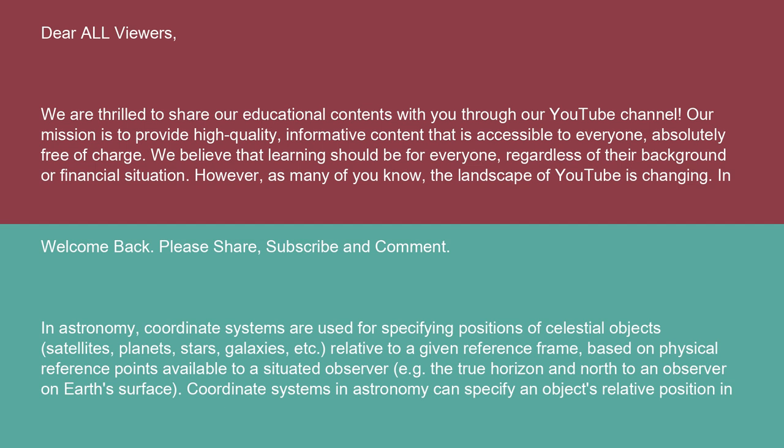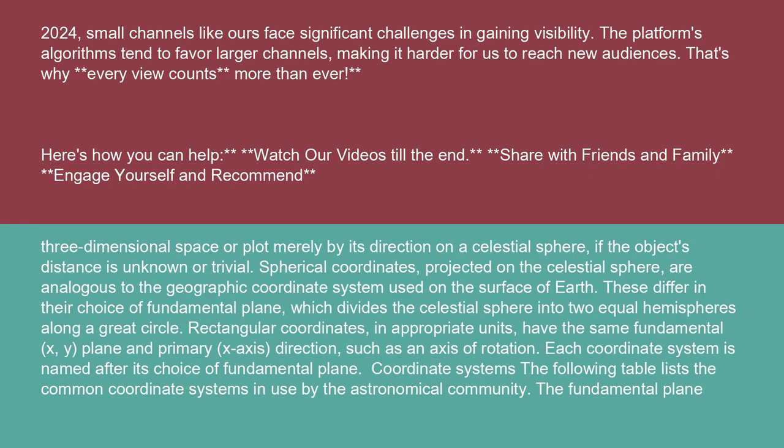In astronomy, coordinate systems are used for specifying positions of celestial objects, satellites, planets, stars, galaxies, etc., relative to a given reference frame, based on physical reference points available to a situated observer, e.g. the true horizon and north to an observer on Earth's surface. Coordinate systems in astronomy can specify an object's relative position in three-dimensional space or plot merely by its direction on a celestial sphere if the object's distance is unknown or trivial.